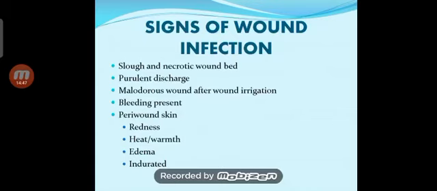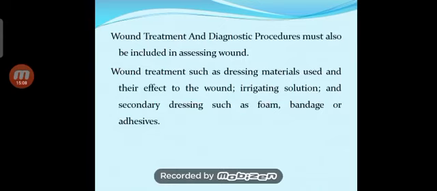The nurse must notify the wound care nurse for the following wound characteristics. Presence of slough and necrotic tissue, purulent type of exudate. Wound is malodorous after wound irrigation. Presence of bleeding. Peri-wound skin with heat, warmth, presence of erythema, edematous, indurated. Wound treatment and diagnostic procedure. Wound treatment such as dressing materials used and their effect to the wound, irrigating solution, and secondary dressing, such as silicone foam, bandage, and adhesives.